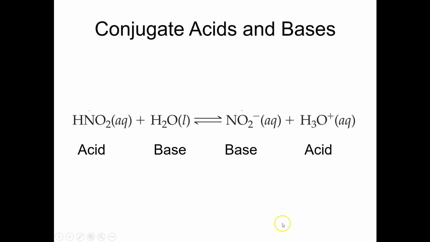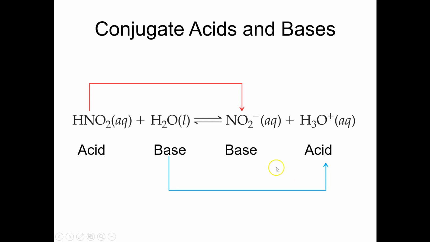And so we can look at that and identify an acid and a base on both sides. Now remember, we defined a conjugate acid-base pair as being two species that differ only by the presence or absence of an H plus. And so we can say, hey, we've actually got two conjugate pairs here, nitrous acid and nitrite. What's the difference between nitrous acid and nitrite? It's an H plus. The acid has it, the base doesn't. If I lose the H plus, I become the base. If I add the H plus, I become the acid. This is a conjugate pair.